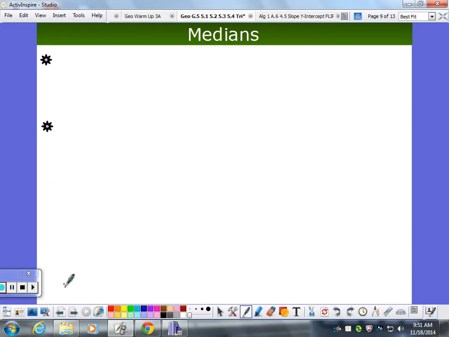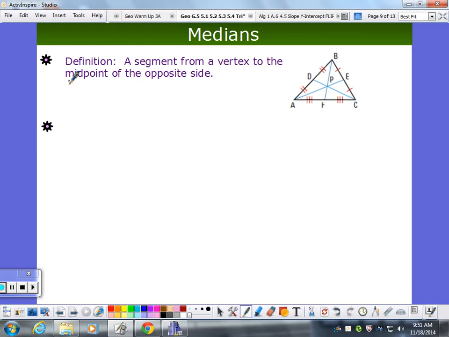Alright, let's look at median. If you recall, the median is a segment from a vertex to the midpoint of the opposite side. So what's the difference between a median and a mid-segment? What's the difference between these two things? Besides Joseph, he's the only one who knows anything, my goodness. What's the difference between a mid-segment and a median? Julie, do you want to take a stab at it? Well, they both connect to midpoints, right? So they do both connect to midpoints, and that's what they have in common. What do you think, Amy?